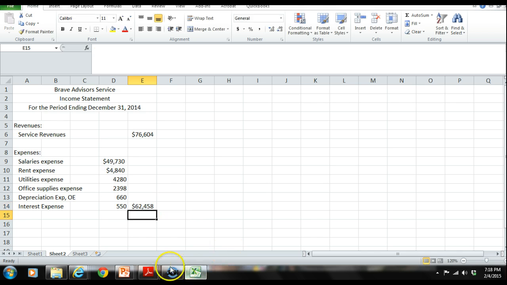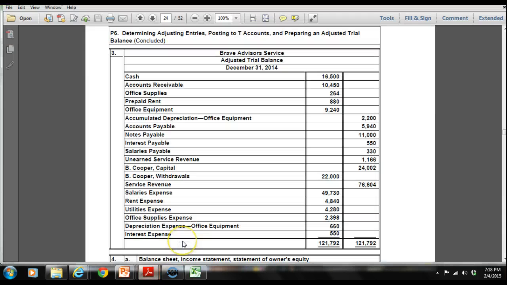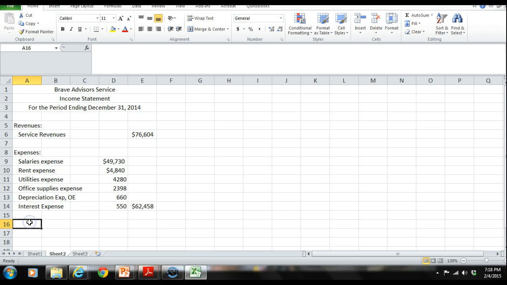$62,448. Then our net income is 76,604 minus the 62,458, or 14,146. Does that sound right? Sounds good. Guys, thank God for software. That's why I use Excel. So that's how we would create an income statement from the adjusted trial balance.